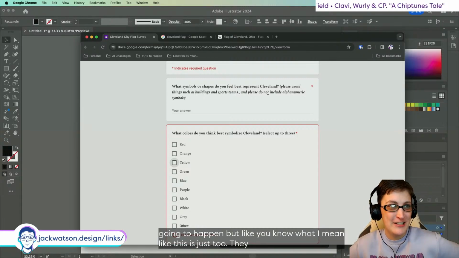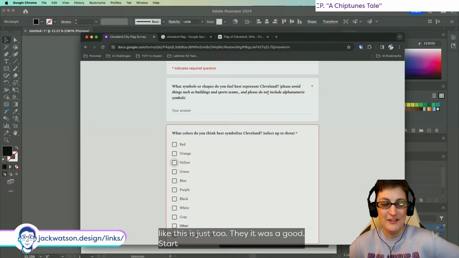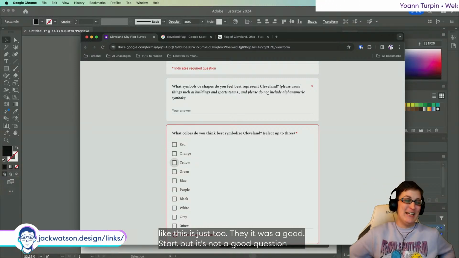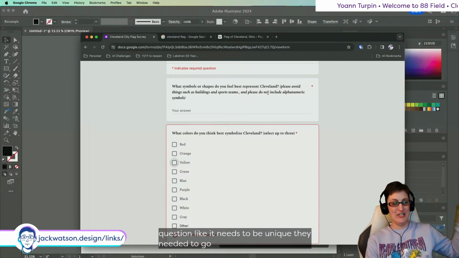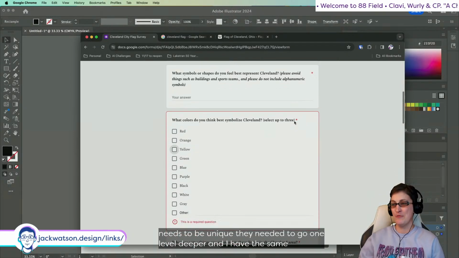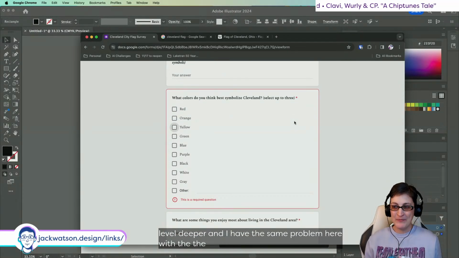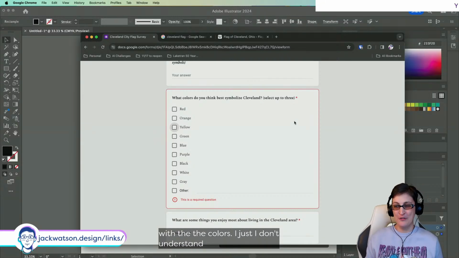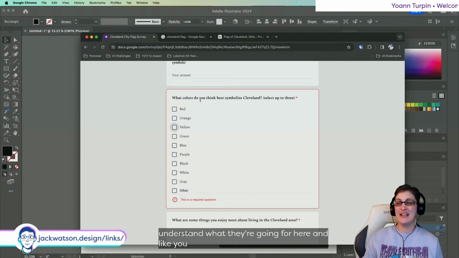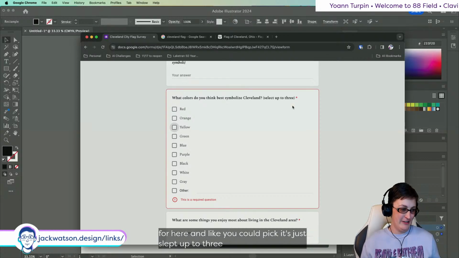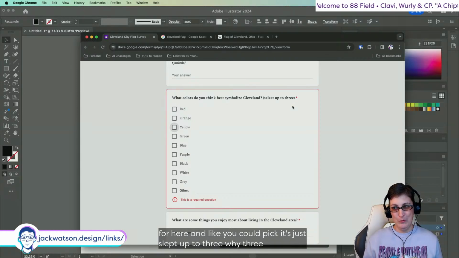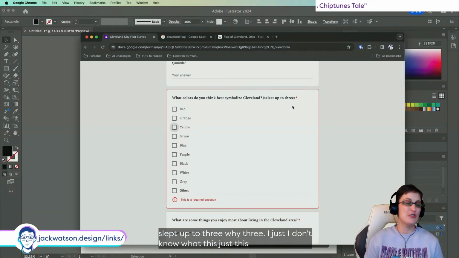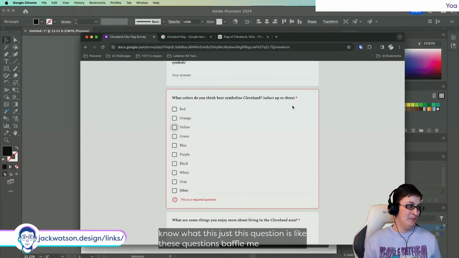It was a good start, but it's not a good question. They needed to go one level deeper. And I have the same problem here with the colors. I don't understand what they're going for here. It says select up to 3. Why 3? I don't know. These questions baffle me, honestly.